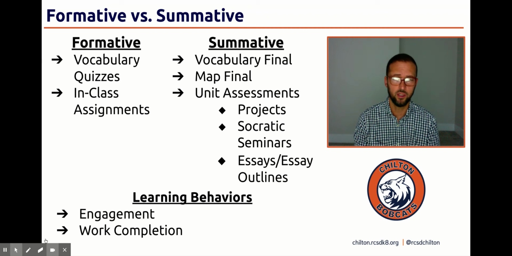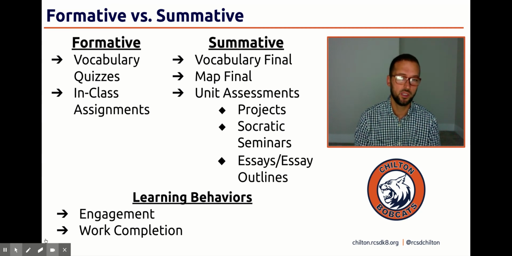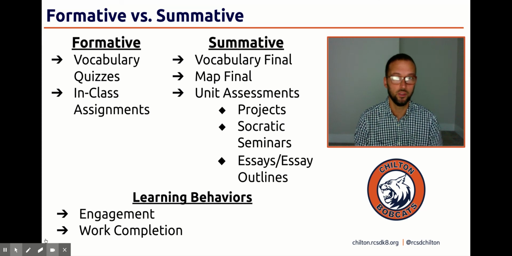We also grade on learning behavior, so engagement and work completion. Again, that's a district-wide policy. So as long as students are participating, turning in assignments, raising their hand, if they're absent, shooting me a quick email, all those things that we would consider great skills for the workplace and really just in life in general, we do count those grades in a learning behavior category.